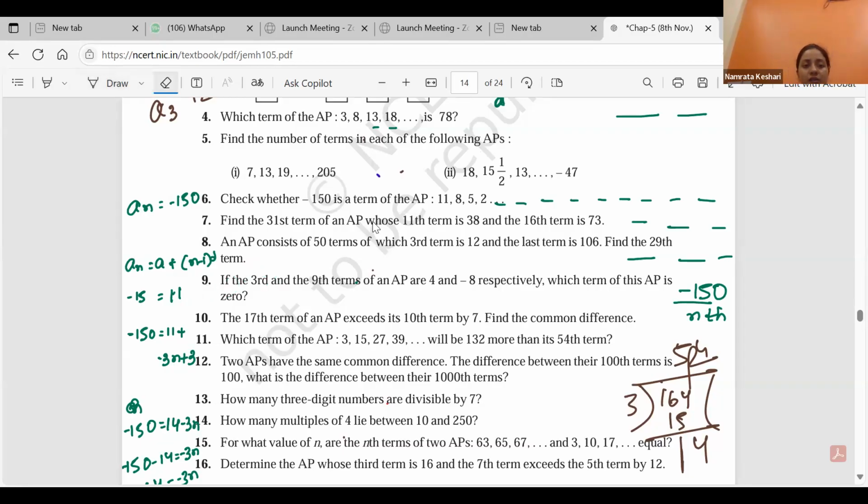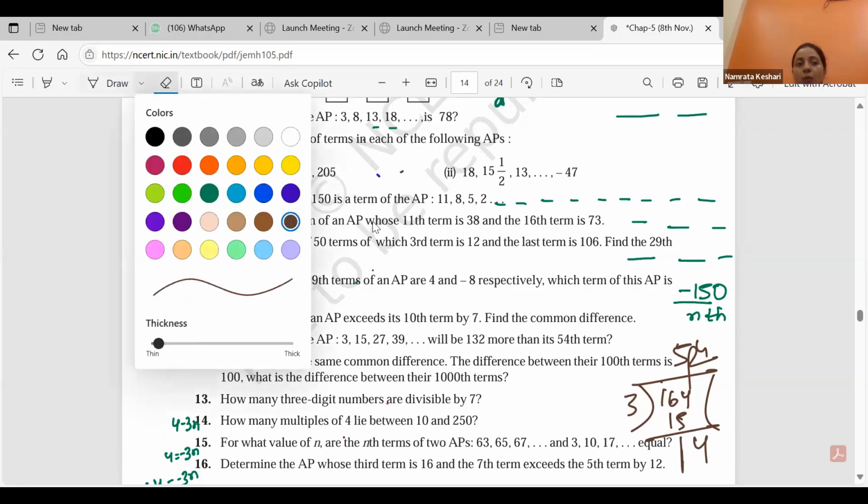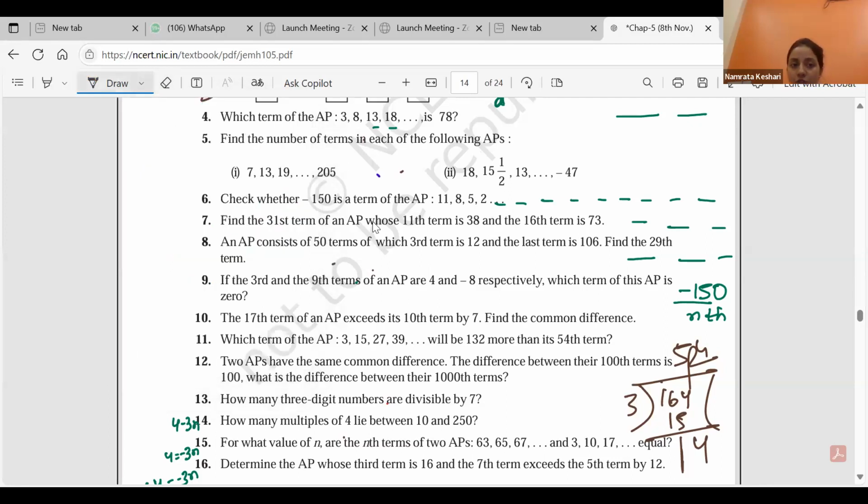Number 7 we have not discussed. Okay, number 7 says: find the 31st term of the AP whose 11th term is 38 and 16th term is 73. Find the 31st term of the AP whose 11th term is 38.